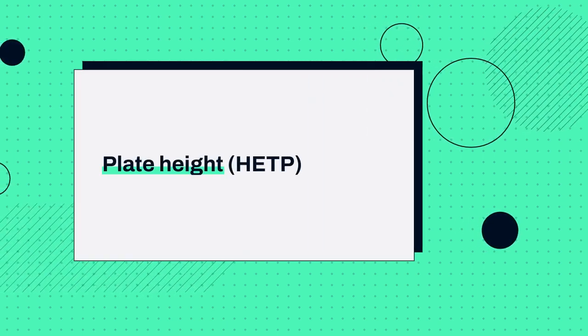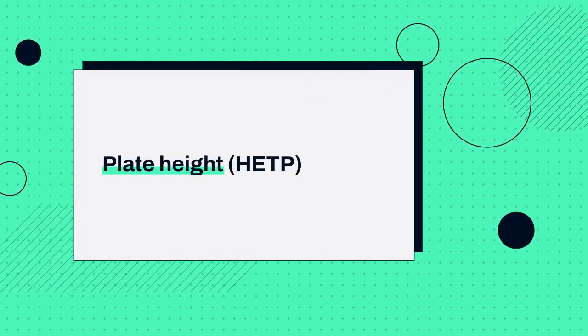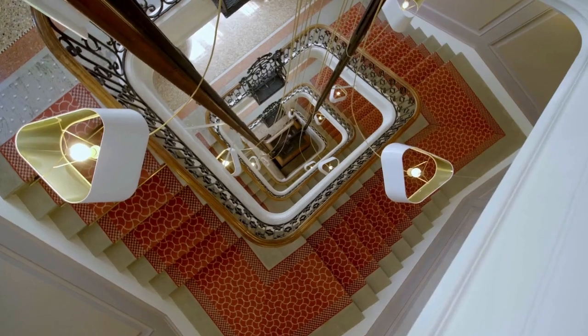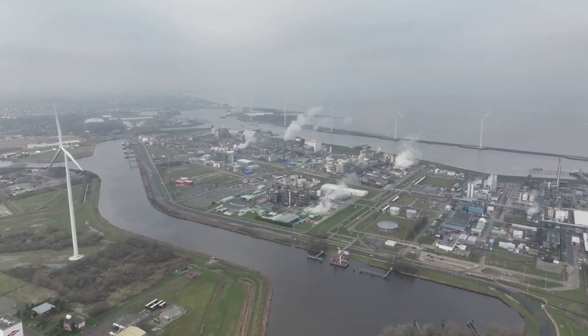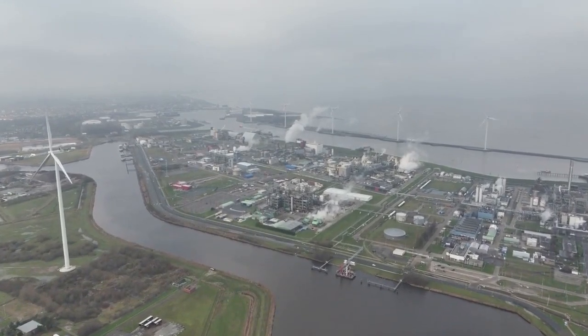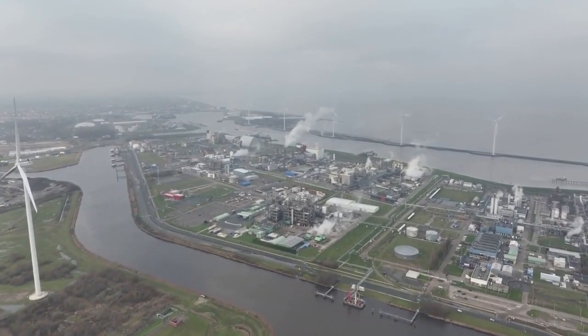The second value is plate height, or HETP, which stands for height equivalent to a theoretical plate. This is simply the length of the column that corresponds to one theoretical plate. For plate height, a smaller value is better because it means you can fit more plates into the same column length, making it more efficient.